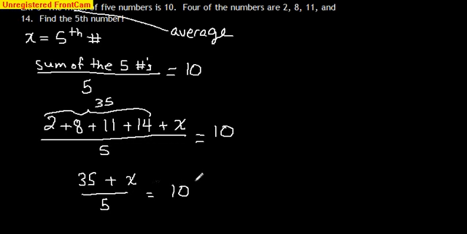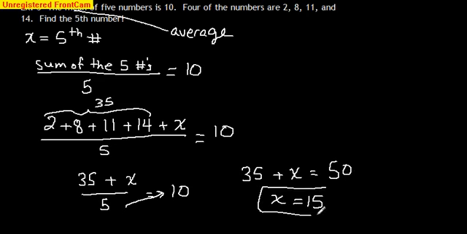And you can just cross multiply. You just multiply this times this. So we get 35 plus x equals 50. And we get our final answer, x equals 15. So if we added 15 onto here and divided it by 5, we should get 10. So hopefully that isn't too difficult for you.